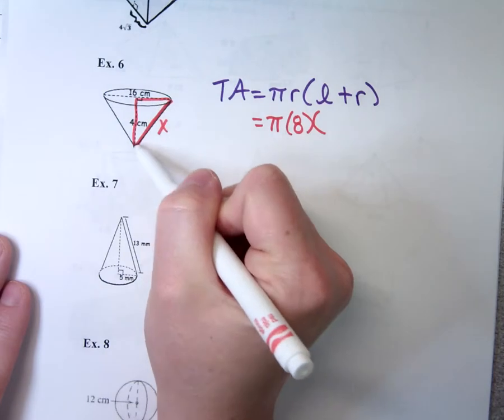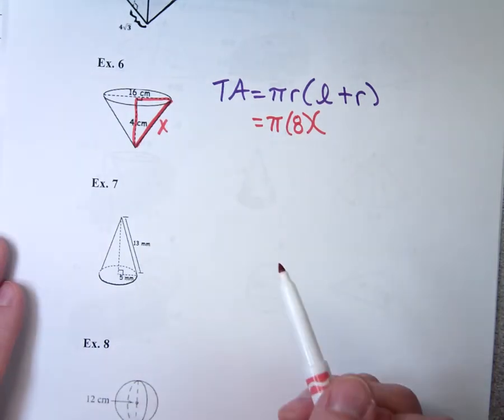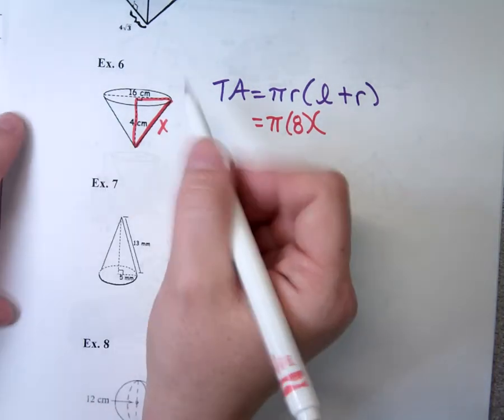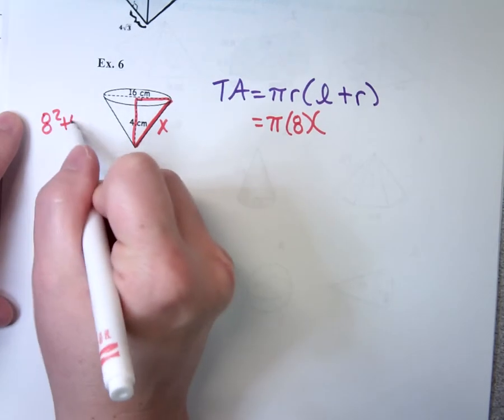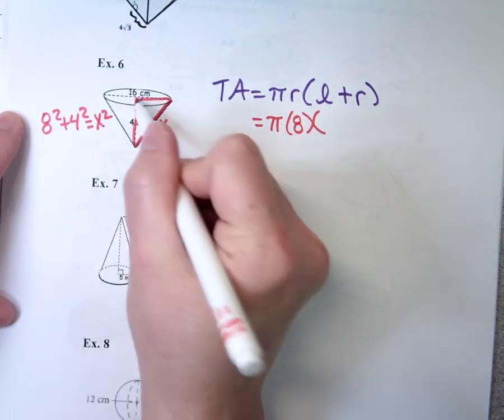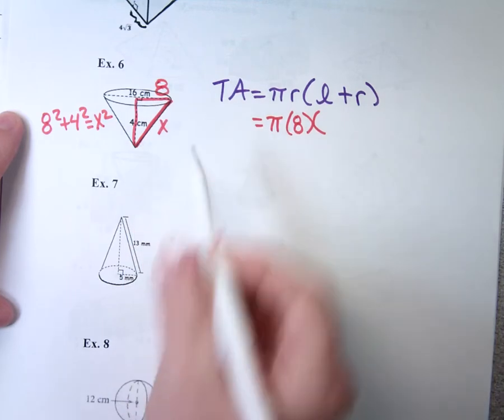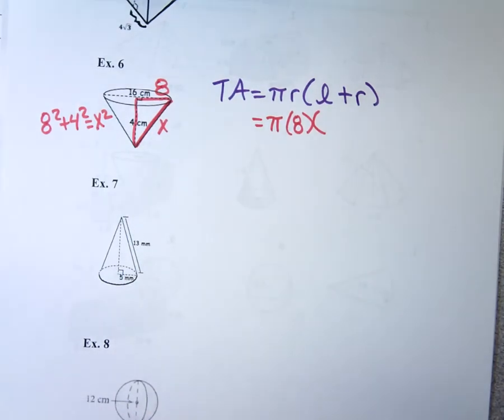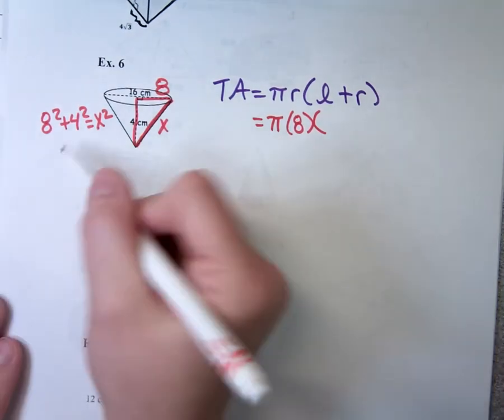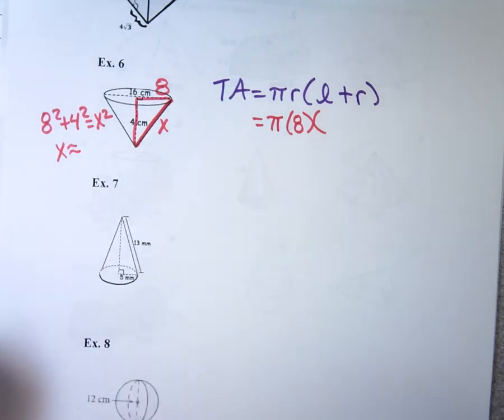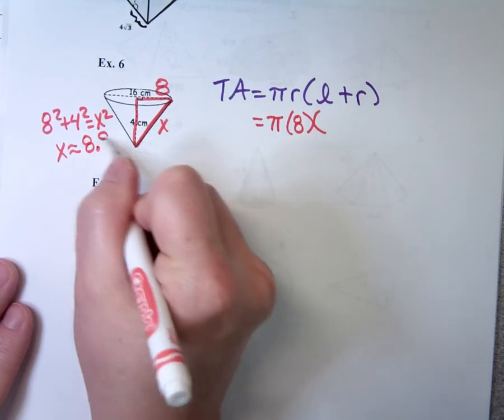Pythagorean theorem. So it's going to look like what squared plus what squared is what squared? 8 squared plus 4 squared equals x squared. Good. Because that was the radius, half of the 16. So 8 squared plus 4 squared equals x squared. Rounding to the nearest tenth, what do you guys get? 8.9. Okay, and that's the slant height.